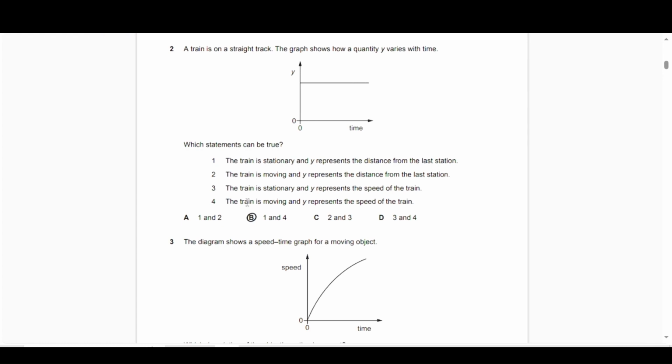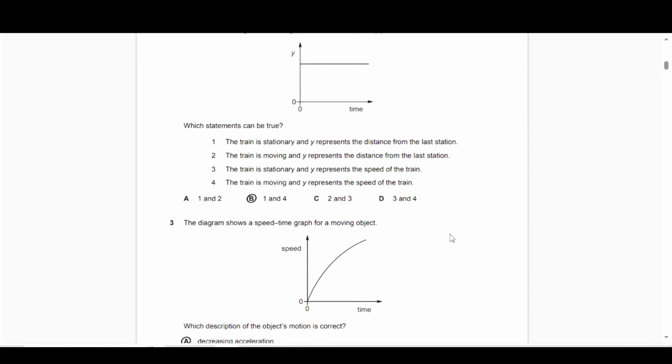And you don't really even have to look at 4, because we can see that they want to see which combination of statements is true. You know that 1 is true, you know that 2 and 3 are wrong. So 1 and 2 can't be right, 2 and 3 can't be right, and then 3 and 4 can't be right. So 1 and 4 is the right answer. So I would try and use that process of elimination.